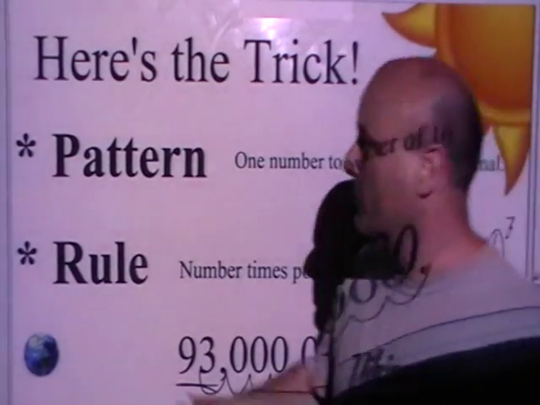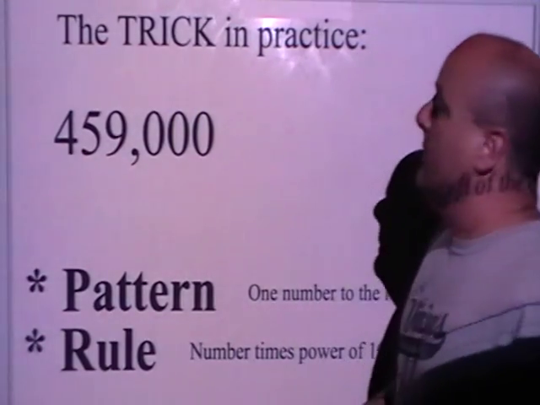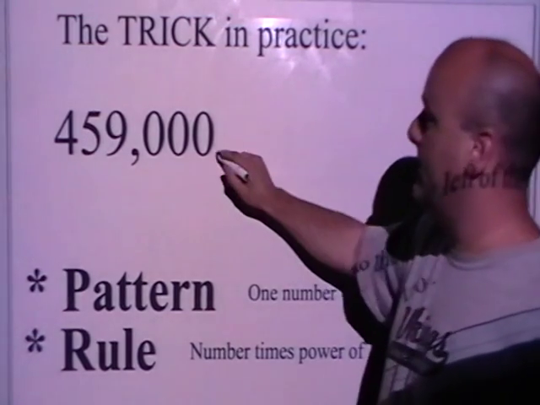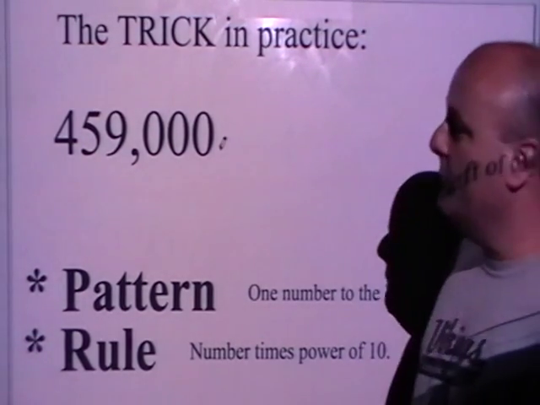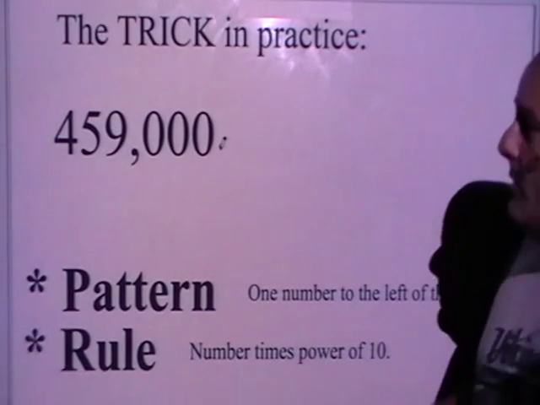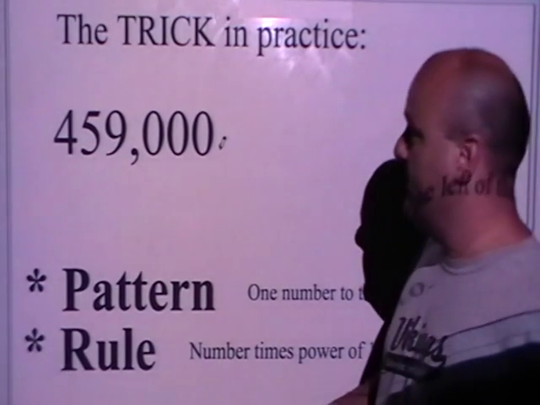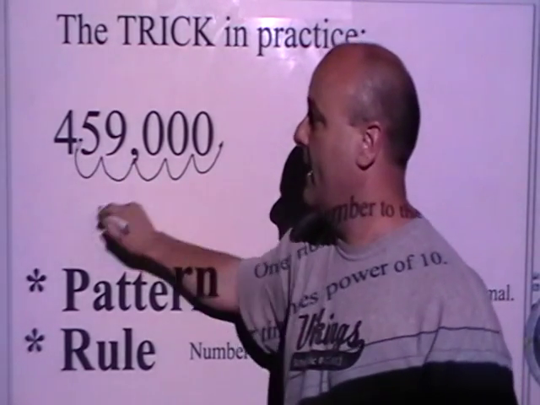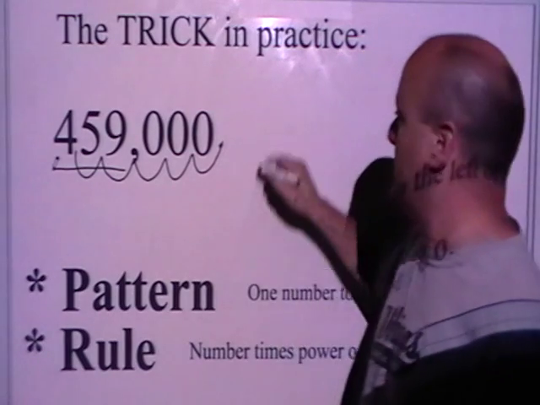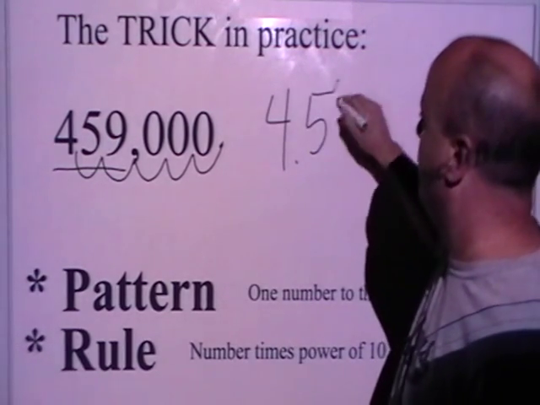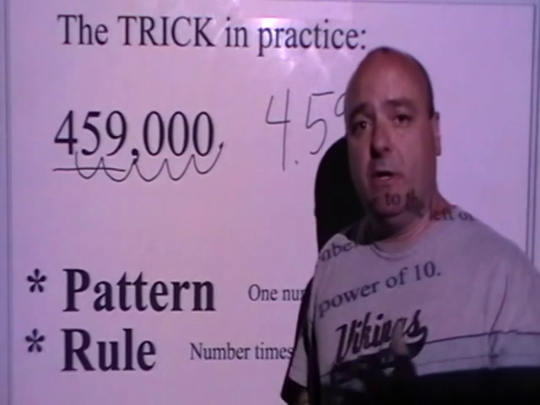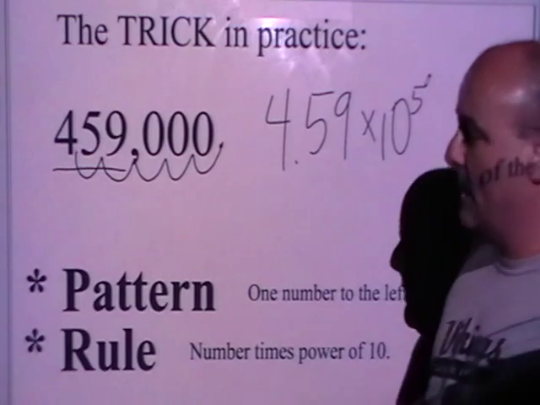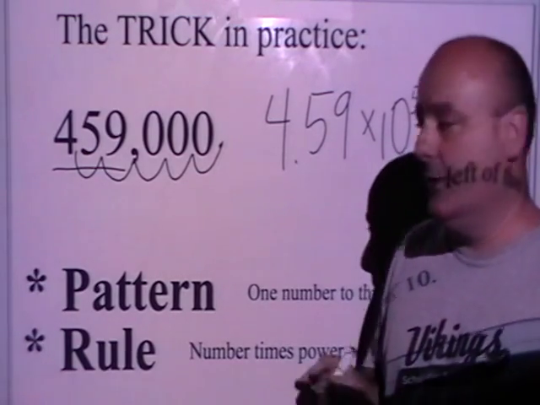Now let's put the trick into action here. All right? We have this number, 459,000. Now we take the decimal, which is here in a whole number, and we're going to move it over following the pattern to where there's only one number to the left of the decimal. So we're going to move it over 1, 2, 3, 4, 5, leaving these digits left. So we have 4.59, that's this. We moved the decimal over 5 spaces, so it's going to be times 10 to the 5th power. The patterns and rules here are simple to follow.